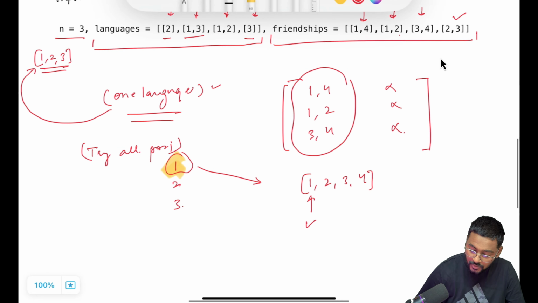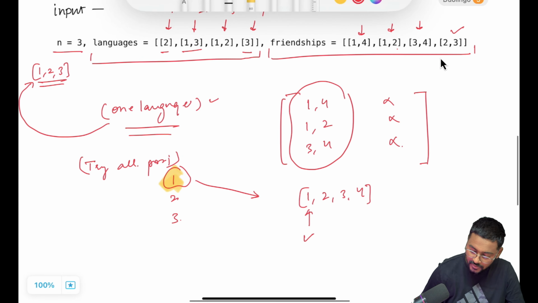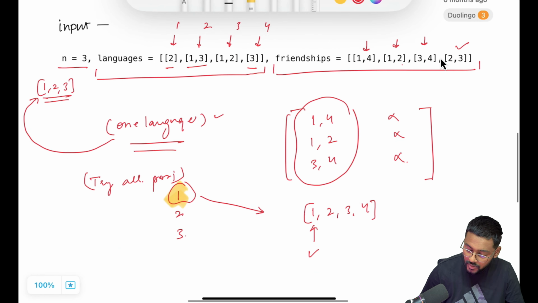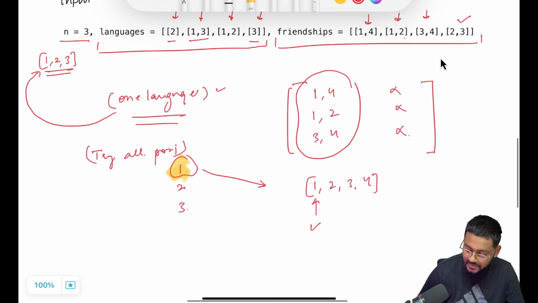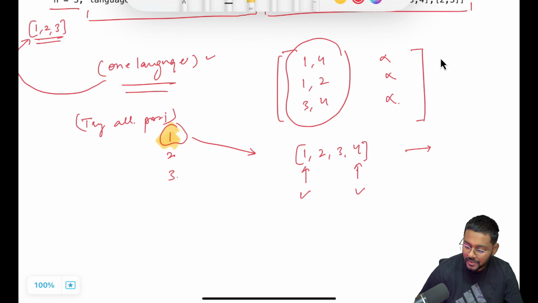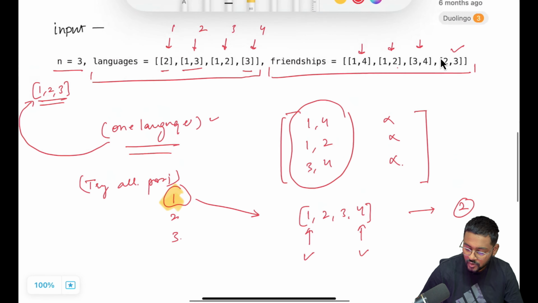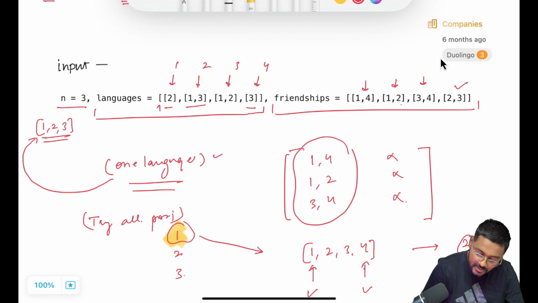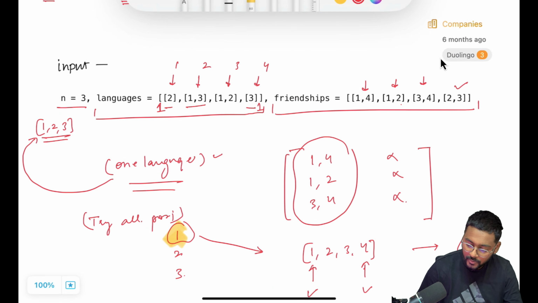When I'm coming to 2, 2 already knows the language 1. So there is no need to teach 2 the language 1. 3 is already knowing the language 1. So there is no need of teaching the person 3 language 1. When I'm coming to 4, 4 does not know the language 1. I can teach 4 the language. So when I'm choosing 1, I have to teach this language to 2 persons. That is 1, 4. If I'm teaching this language to 1 and 4, now every single pair is having one language in common.